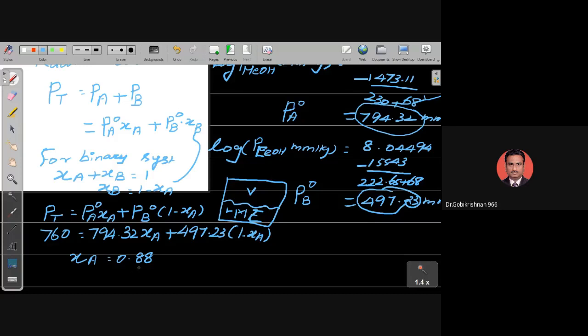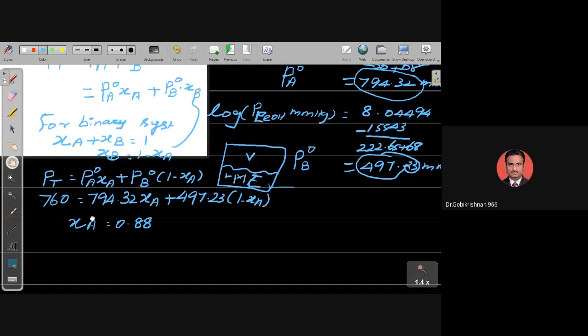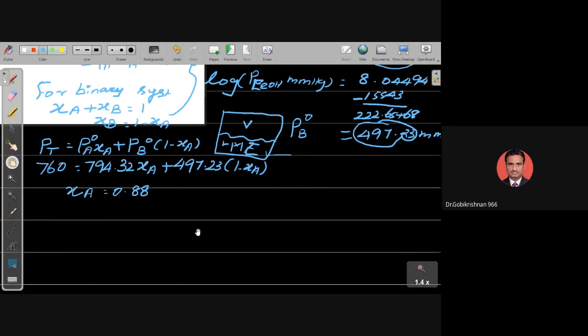Therefore, this is the liquid state I have found out. XA is nothing but the liquid composition I found out. Then what about the vapor composition? I have to find out the vapor composition also. To find the vapor composition, the vapor composition I can write like this.